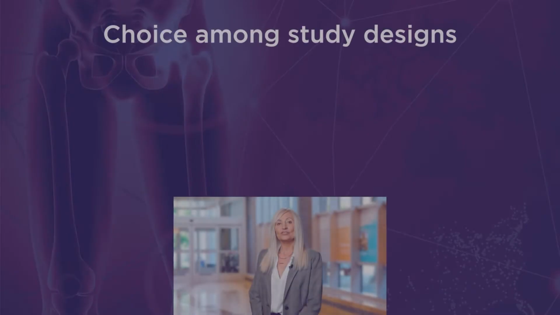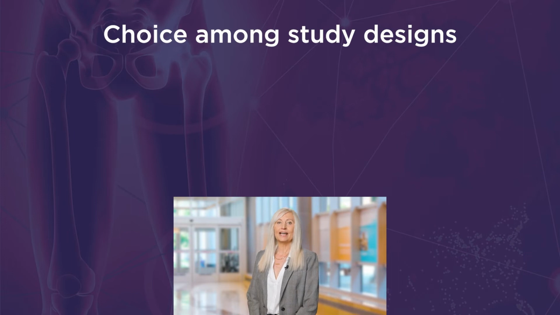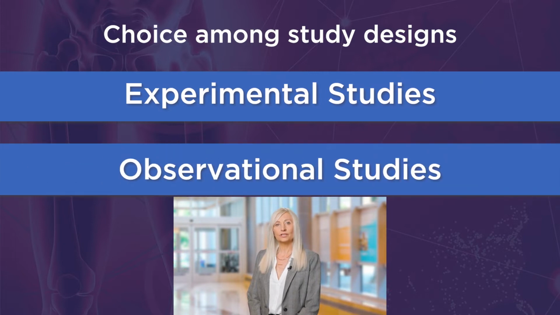In this video, I'm going to review the most common study designs in orthopedics. Study design is fundamental to investigate questions that arise from orthopedic practice. The choice among alternative study designs is determined by feasibility constraints and the research questions. There are two broad categories of study design available to total joint arthroplasty researchers: experimental and observational.